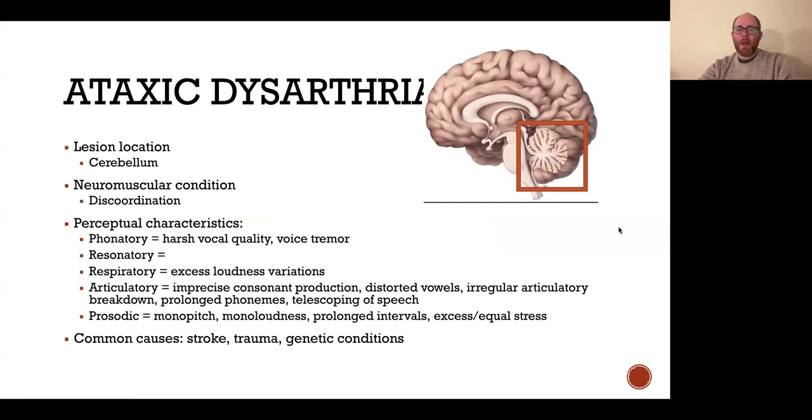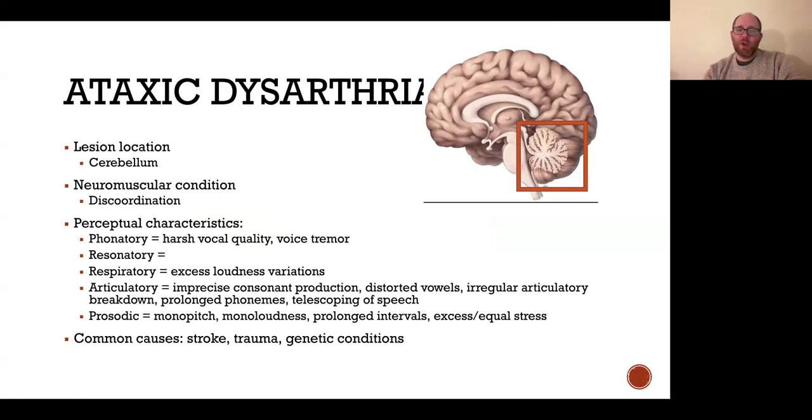Ataxic dysarthria is a type of dysarthria that's caused by a lesion in the cerebellum. Your cerebellum is this kind of second smaller brain at the back here that's really involved in the coordination of your movements to make sure things are coordinated and smooth. So with that in mind, your resulting neuromuscular condition is discoordination. If you have a lesion in the area that helps with coordination, you'll be discoordinated.